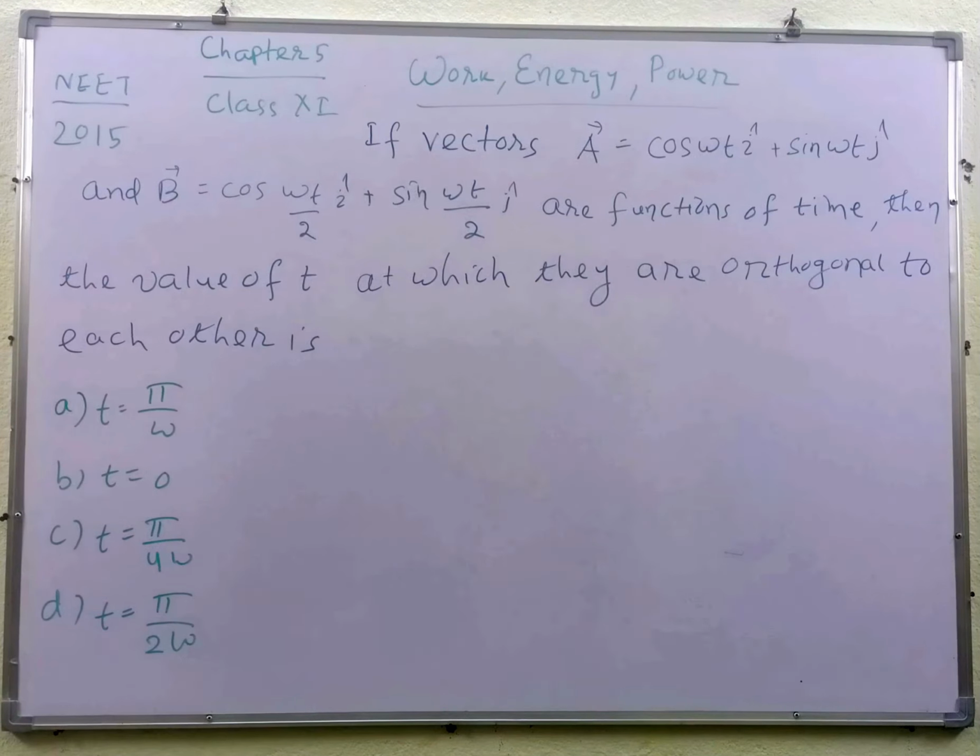Students, this question was asked in NEET 2015 from chapter 5 of class 11, that is from the chapter of work, energy and power. If vectors A is equal to cos omega t i cap plus sin omega t j cap and B is equal to cos omega t by 2 i cap plus sin omega t by 2 j cap are functions of time, then the value of t at which they are orthogonal to each other is how much? We have to find out among the four given options.